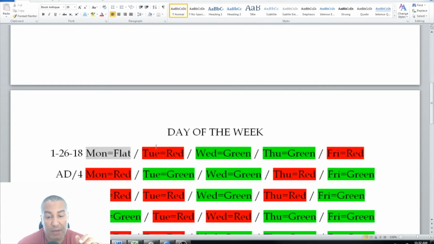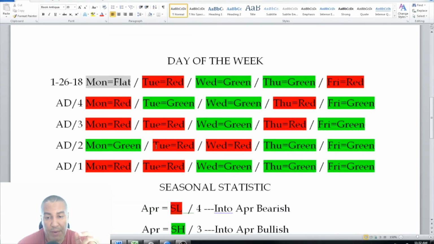That's what the models are showing, or these models that I use, and I put them on paper. Days of the week. From January the 26th of 2018, these are the dates that are reflected. Monday's normally flat, Tuesday's red, Wednesday's green, Thursday's green, and Friday is red. And then looking at the bigger picture, this is what is more reflective of what the Aussie has done, all the way from 1971 or 72, I can't remember, 47, 48 years.